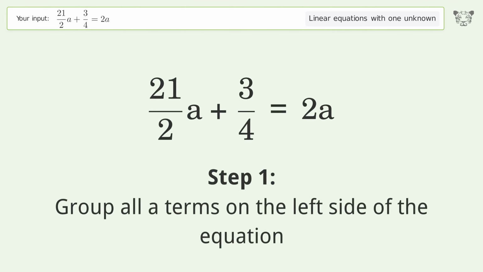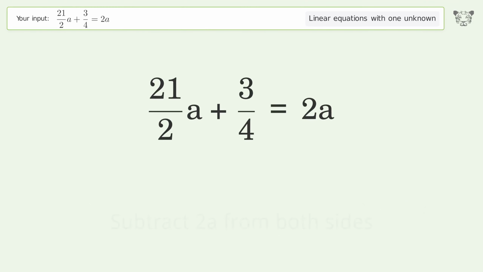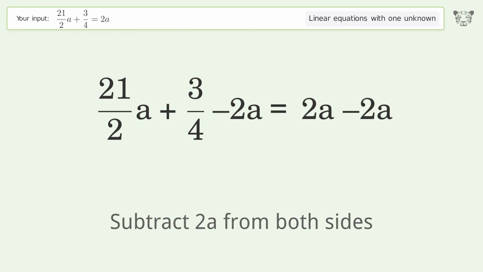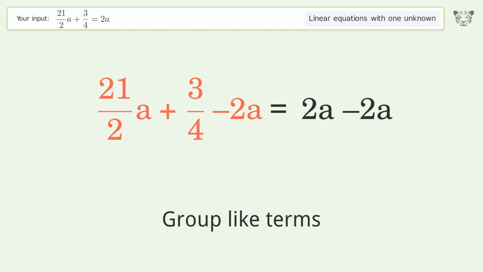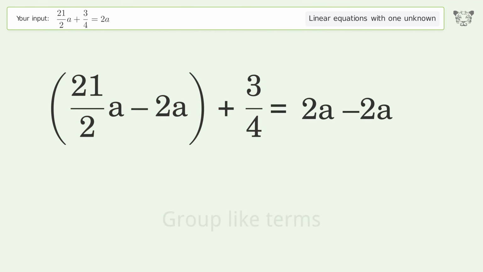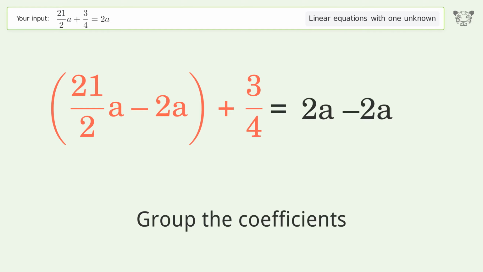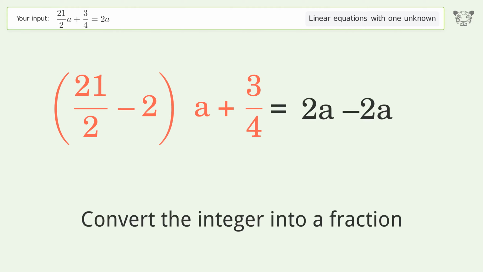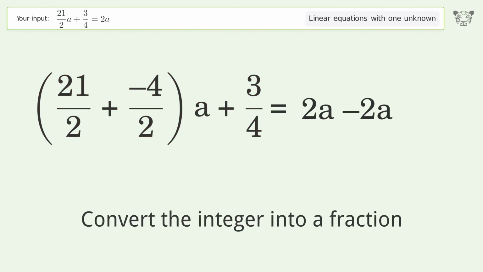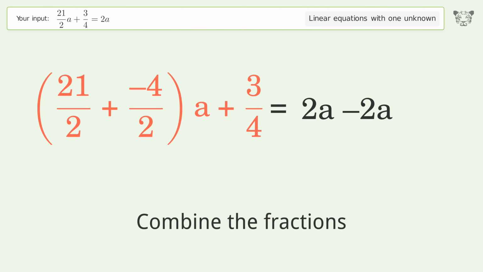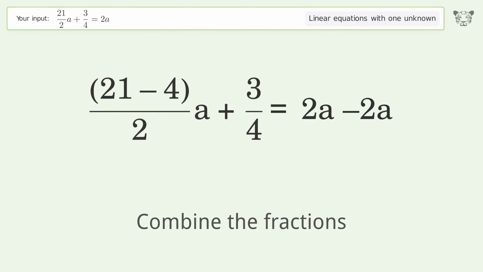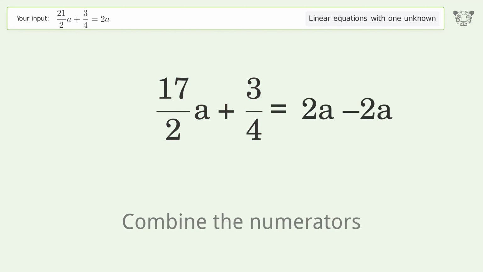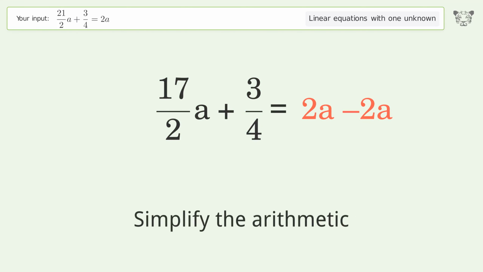Group all a terms on the left side of the equation. Subtract 2a from both sides. Group like terms. Group the coefficients. Convert the integer into a fraction. Combine the fractions. Combine the numerators. Simplify the arithmetic.